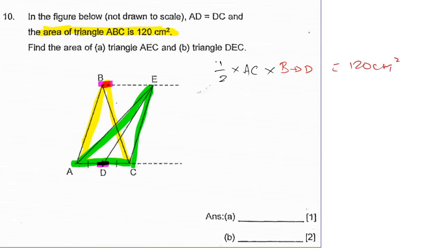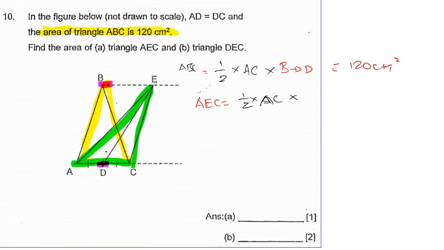So what about the area of A, E, and C? Okay, let me label this first. This is ABC. I have half. What is my base? My base is the same. It's A to C. Then what is my height then? My height is actually the same.